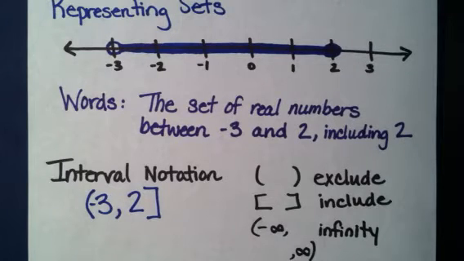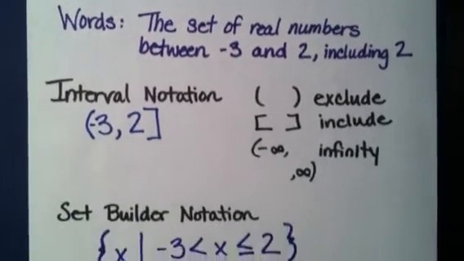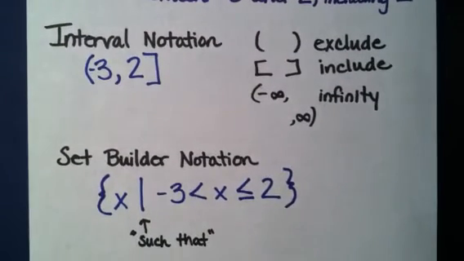If we were to write the same set in set builder notation, we would have a brace, x, a vertical line, which means such that, -3 is less than x, which is less than or equal to 2, and then another brace.